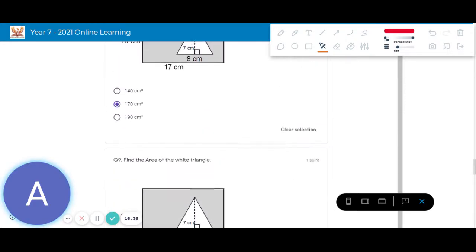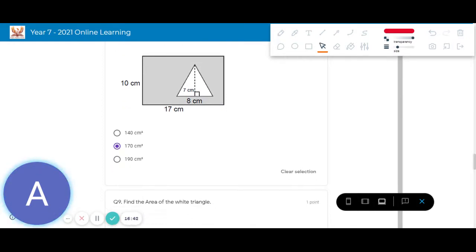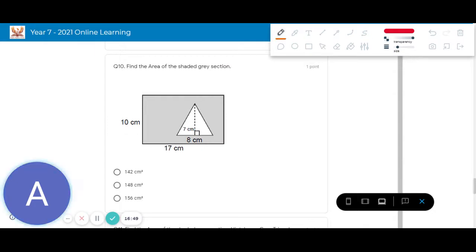And let's just go back up so we can remember what our areas were. So the area of the rectangle was 170 square centimetres. And the area of the triangle that we're subtracting is 28 square centimetres. So our area of our shaded section here is going to be 170 square centimetres minus the area of the triangle, which is 28 square centimetres. So 170 minus 28 gives us 142.